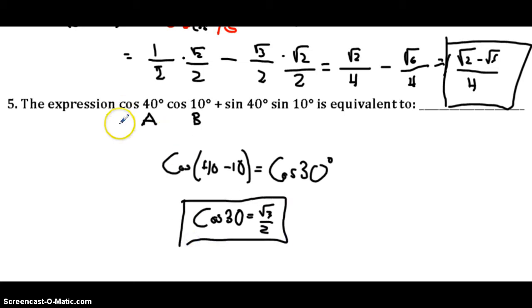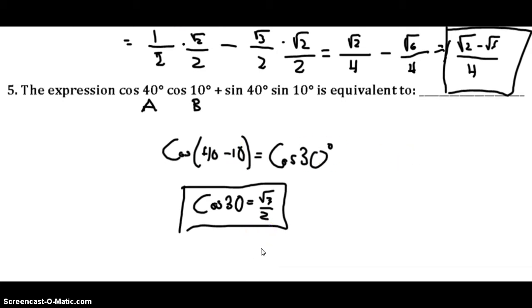Once again, we just plug these into the formula. We have A and B. A is 40, B is 10, all right? Since this is the subtraction formula, the difference formula, this is the same as the cosine of A minus B, which is just cosine 30, and the cosine of 30 is square root 3 over 2. I know we didn't go over those in class, but that's just how it's done.